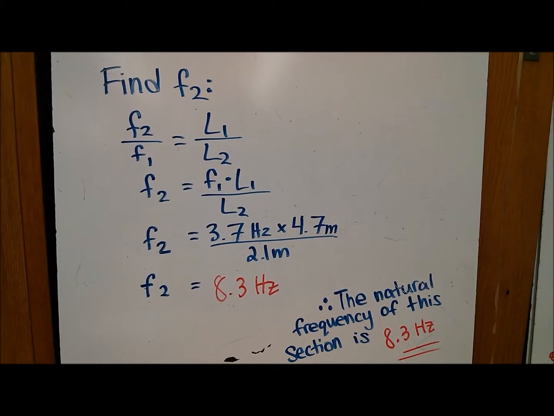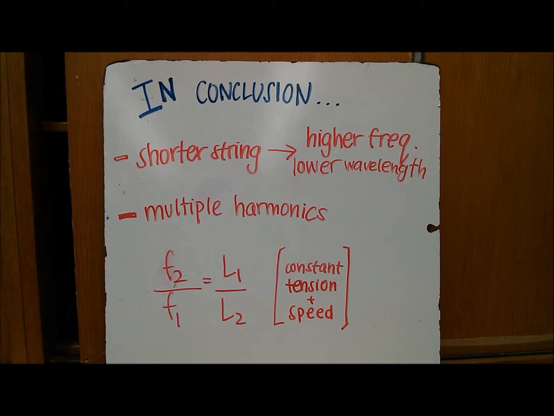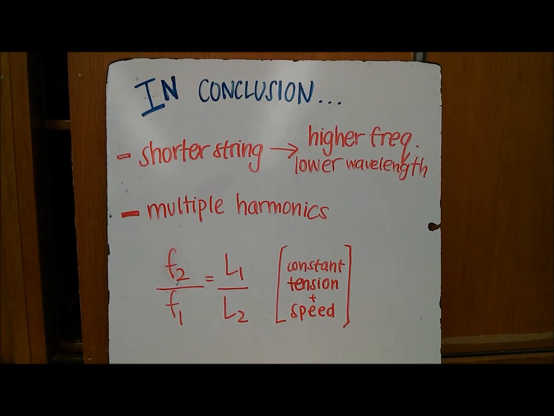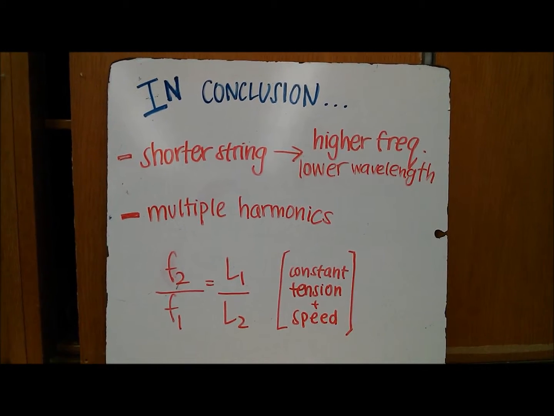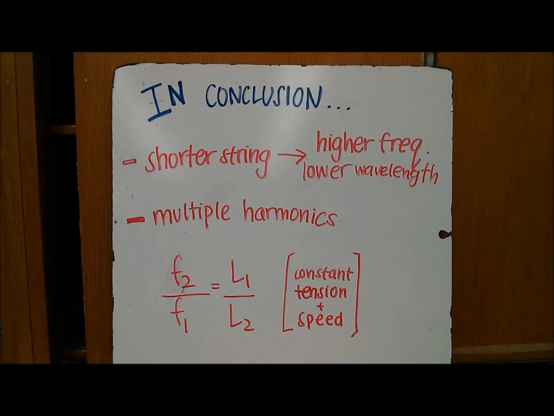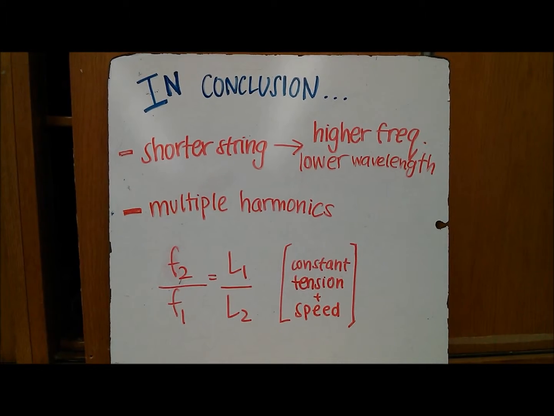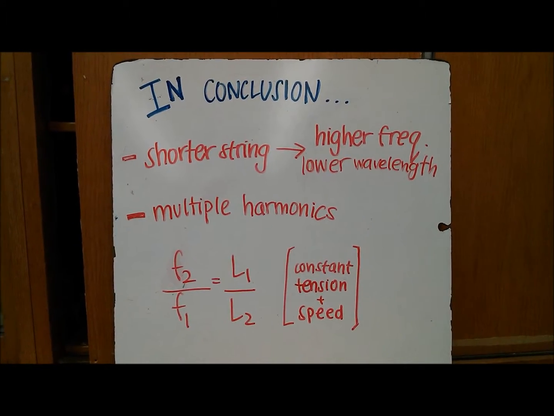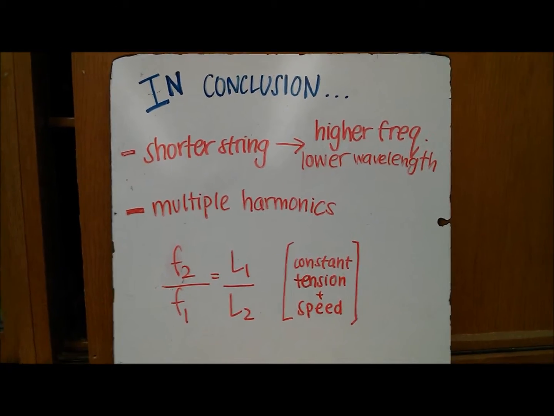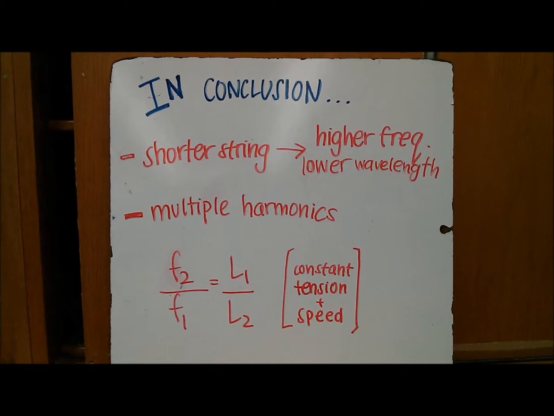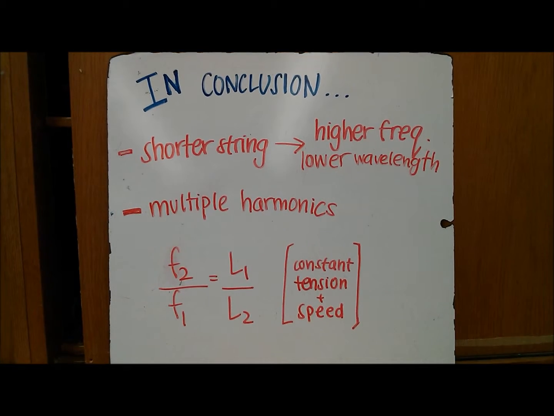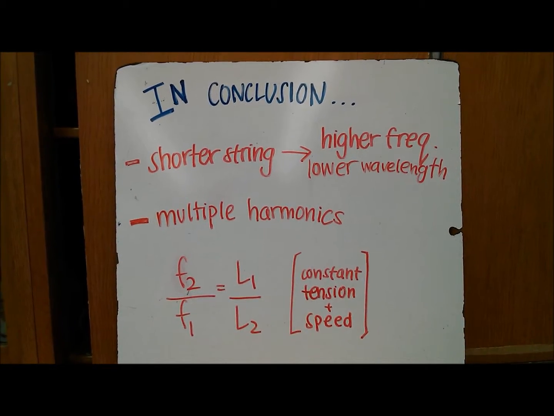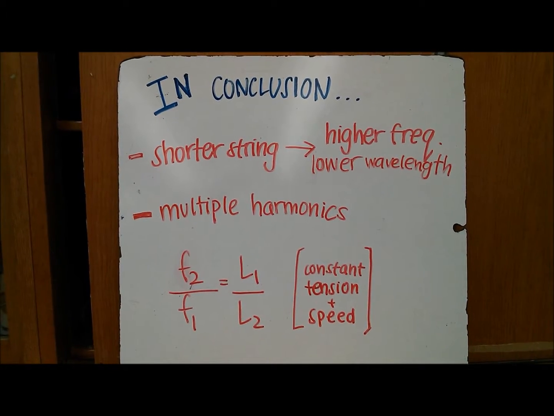Isn't this easy? Today we found that a shorter string will vibrate in a higher frequency with a lower wavelength, and so a longer string will vibrate in a lower frequency with a higher wavelength. A vibrating string can do this in multiple harmonics. We can use the equation F2 over F1 equals L1 over L2 to find the different lengths of string needed to produce different frequencies. Remember that this formula assumes a constant tension and therefore a constant speed.